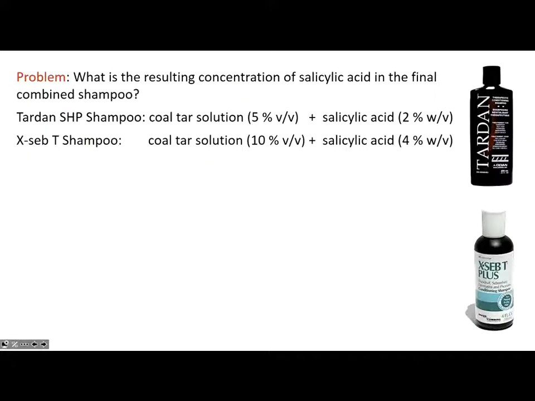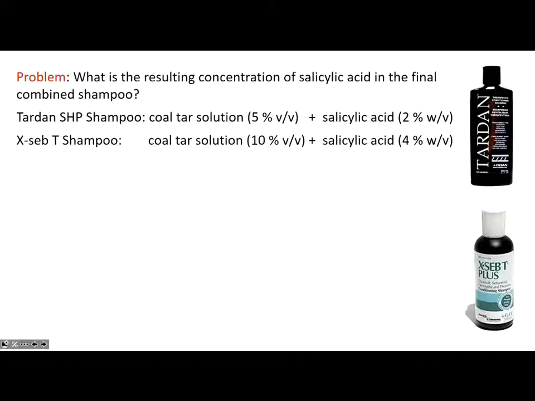So yes, you do need those proportions and those volumes to get the right amount of coal tar. But what will the final concentration of the salicylic acid be? Because we're starting with 2% in the tartan, and we're starting with 4% in the X sub T. Will mass be changing when we combine those two? Is there salicylic acid in both ingredients? Yes, so won't the mass be increasing to some extent when you put them together?